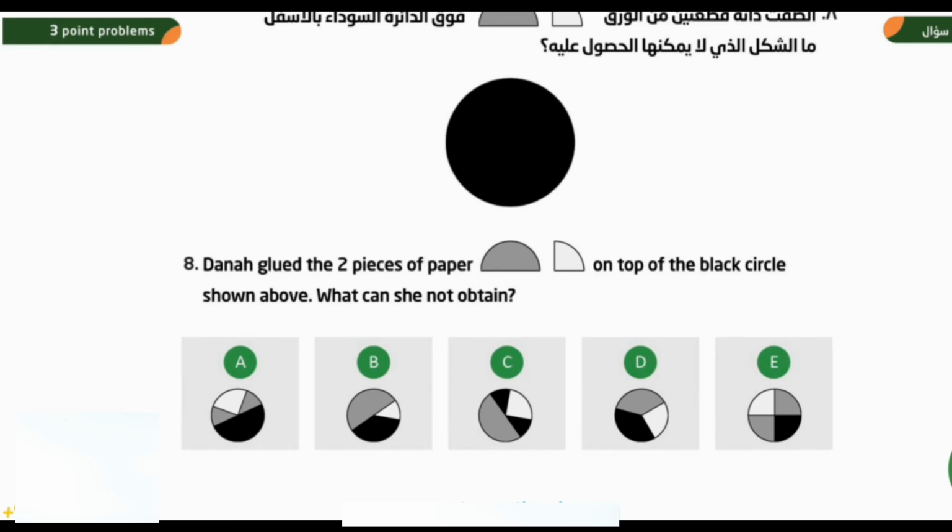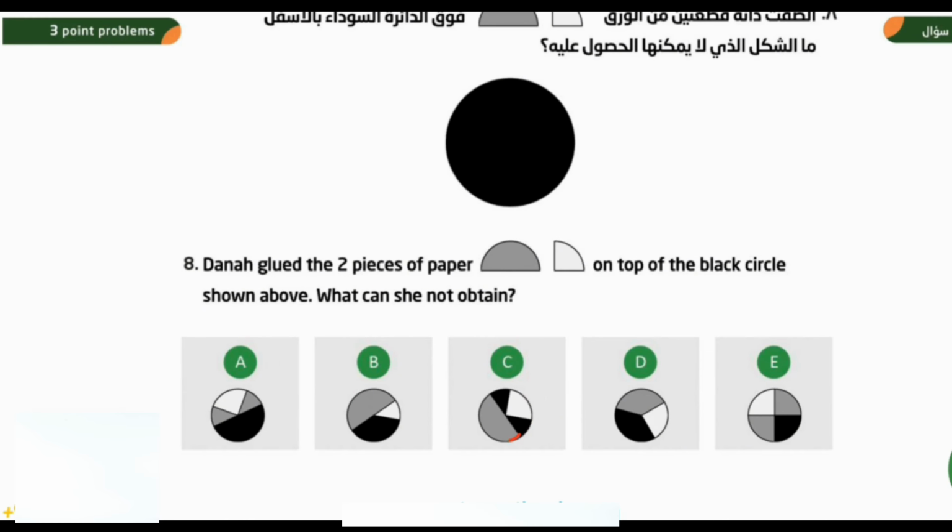Okay, in the last question here, Dana glued the 2 pieces of paper, this one and this one, on top of the black circle shown above. What can she not obtain? Okay, let's check the answers. So in the first answer, she puts the gray semicircle at first, then the white one, and this is correct. So this one can be obtained. Here she put the white at first, then the gray. So this one is also correct and can be obtained.